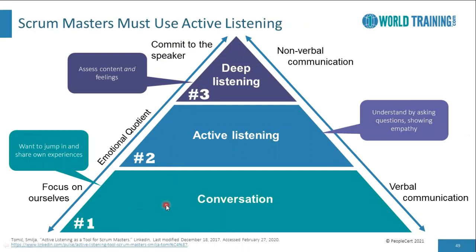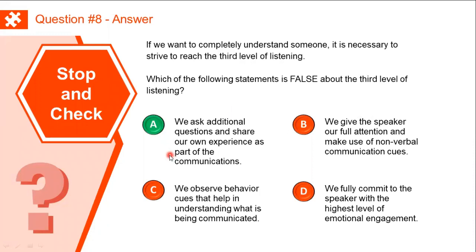The 3 levels of listening are conversation, active listening, and deep listening. We are at the third level, which is deep listening, in which we commit to the speaker, non-verbal communication is also observed, and we assess content and feelings. So if you move from level 1 through 2 and 3, the commitment to the speaker increases and the focus on ourselves decreases, which means the emotional quotient increases as we move towards level 3. And the non-verbal communication observation also increases as we move towards level 3. At level 1, there is more verbal communication observation. And that's why option A clearly stands out. Asking additional questions may be okay, but sharing our own experience as part of communication is not okay. And therefore, that is false.